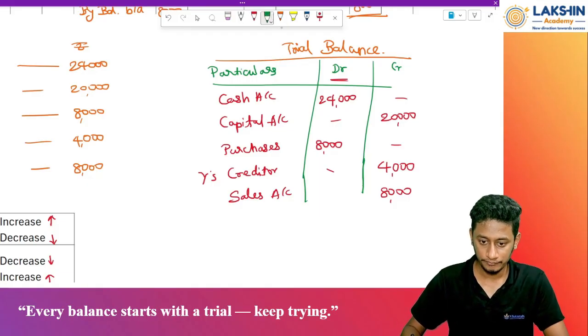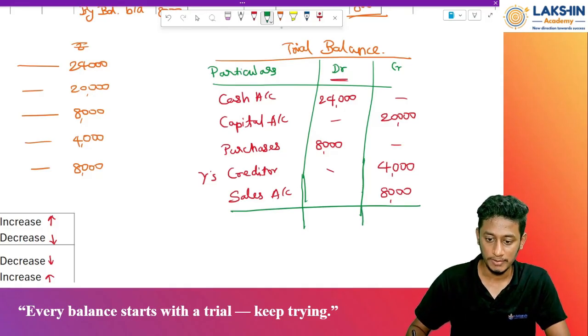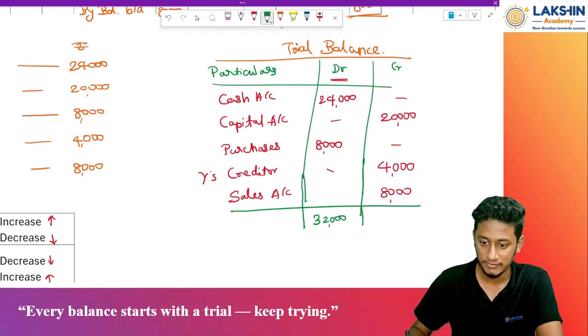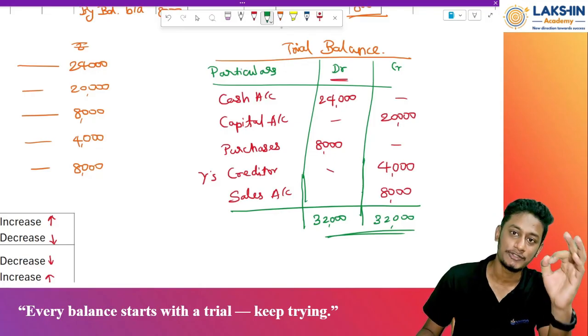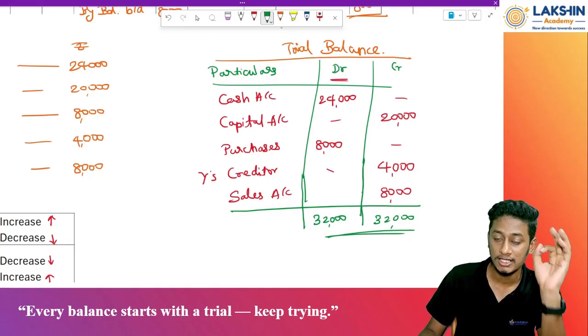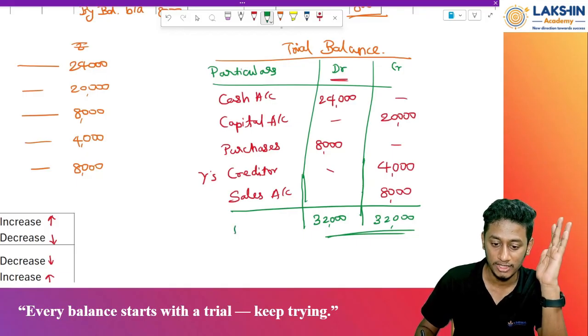Now find out the totals of both the sides. 24 plus 8 would be how much? 32,000. And on this side, 20 plus 8, 28 plus 4, 32,000. What has happened? My debit is equal to my credit, which means we have followed the double entry system efficiently and perfectly.